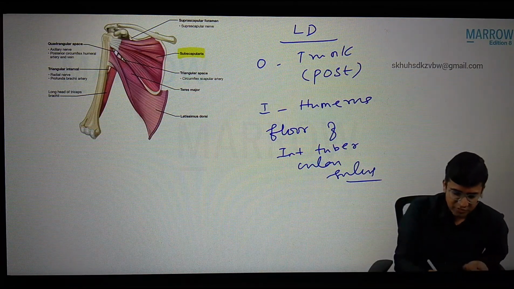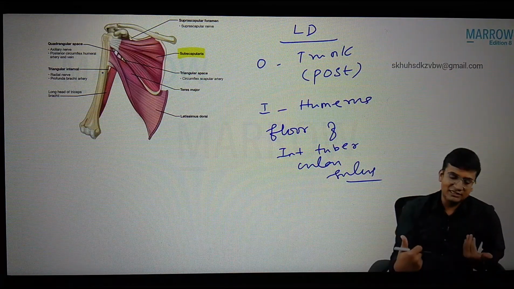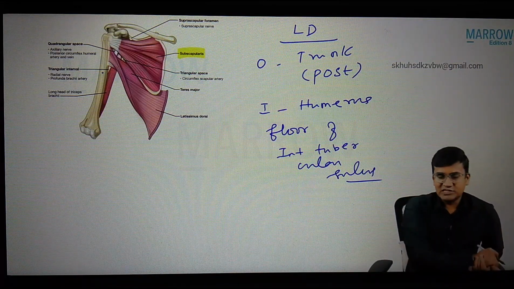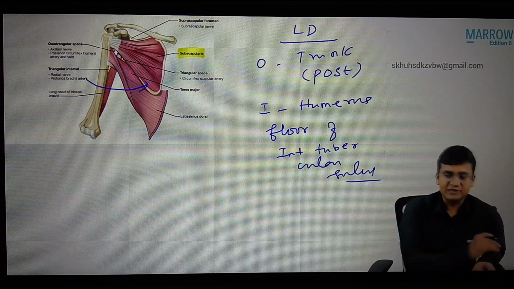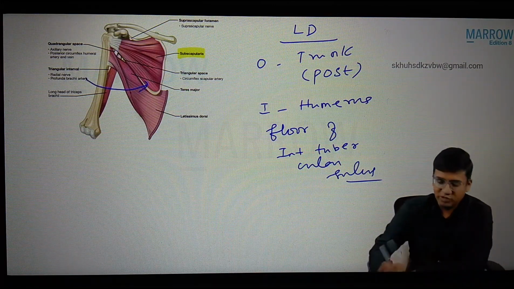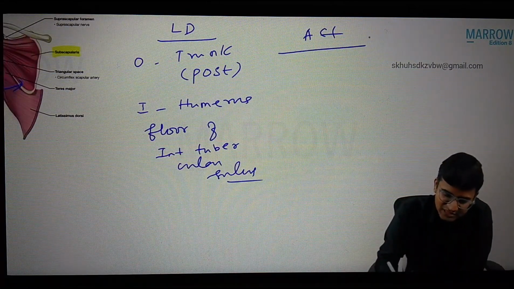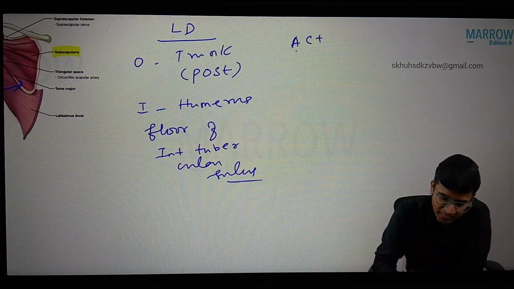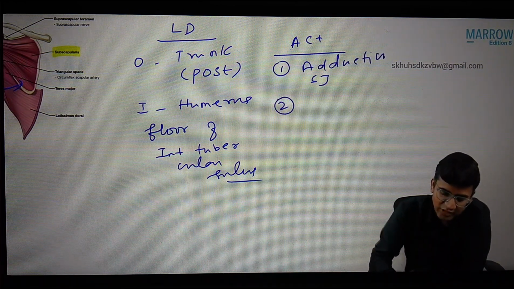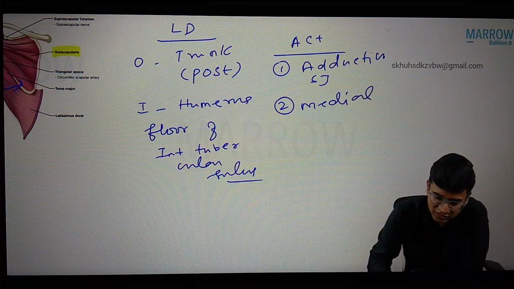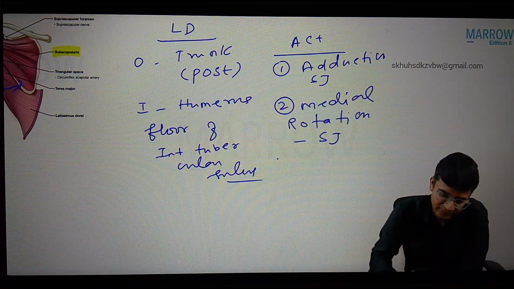Now the humerus bone is moving towards the trunk. Latissimus dorsi muscle originates from the trunk, inserts to the humerus bone, floor of the sulcus. Now, the humerus bone moves towards the trunk, towards the body. So what is the action of latissimus dorsi muscle? Number one, adduction of the shoulder joint. Okay. While doing adduction, there is also medial rotation of the shoulder joint.